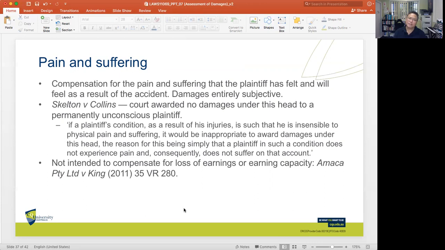But the court said in Skelton versus Collins that where the plaintiff was permanently unconscious, it's possible he will not be able to experience pain and suffering. So in that case, no damages would be awarded to a permanently unconscious plaintiff. The court said, if a plaintiff's condition as a result of his injuries is such that he is insensible to physical pain and suffering, it would be inappropriate to award damages under this head. The reason is simply that a plaintiff in such a condition does not experience pain and consequently does not suffer on that account.